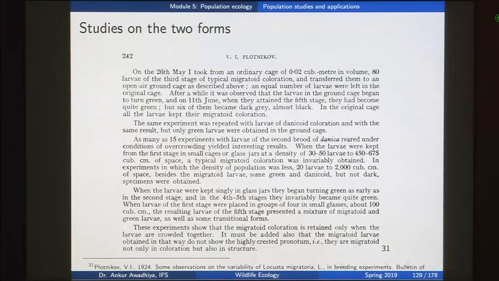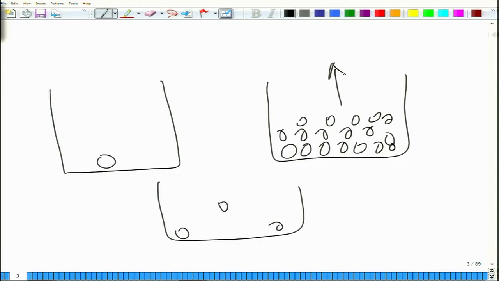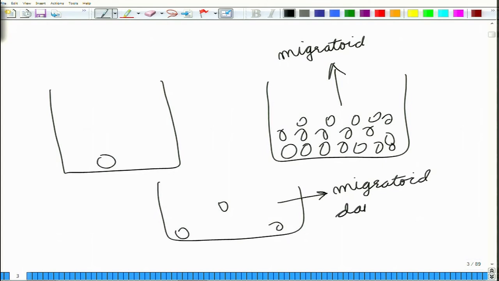So, essentially, if you are keeping these larvae at a very high concentration, in this case, you are typically getting the migratoid variety. And in these cases, you are getting some that are migratoid, some that are dinicoid, and some that are green colored larvae. So, essentially, through this experiment, what he proved was that both of these varieties were actually one species. They are not two different species, even though they look very different from each other, but they are one species.